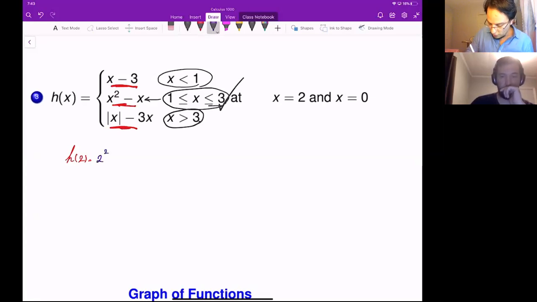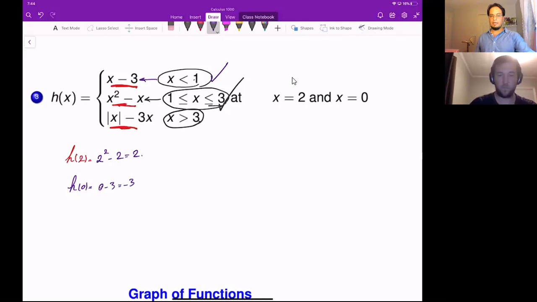So it will be 2 squared minus 2, which is just 2. How about h of 0? Well, 0 is less than 1, so it is here. I will use the corresponding formula over there. So it will be 0 minus 3, which is negative 3. Okay?